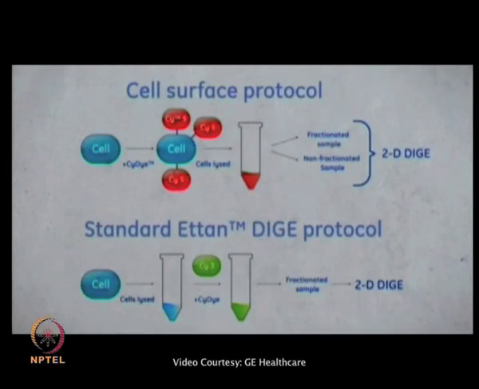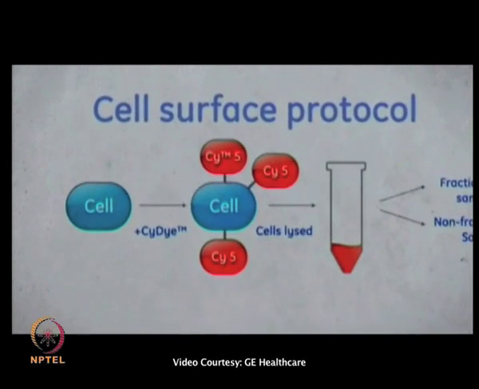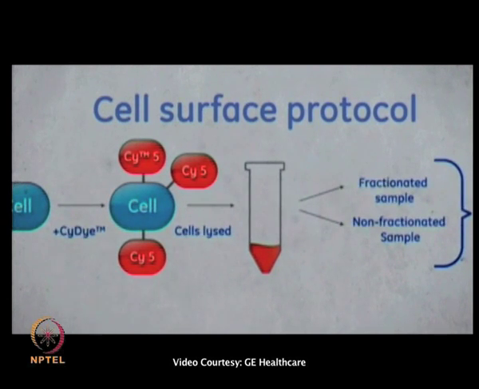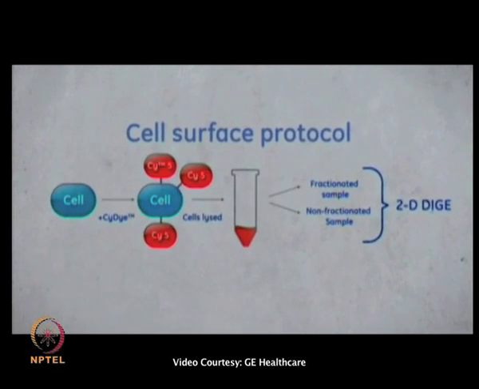In the cell surface labeling protocol, seen on top, you label the cells while they are still intact. During the labeling process, the dye will only have access to the cell surface proteins. After the labeling step, the cells are lysed. To verify cell surface specific labeling, the labeled sample was fractionated into membrane and cytosolic proteins. A non-fractionated sample was prepared in parallel for comparison.